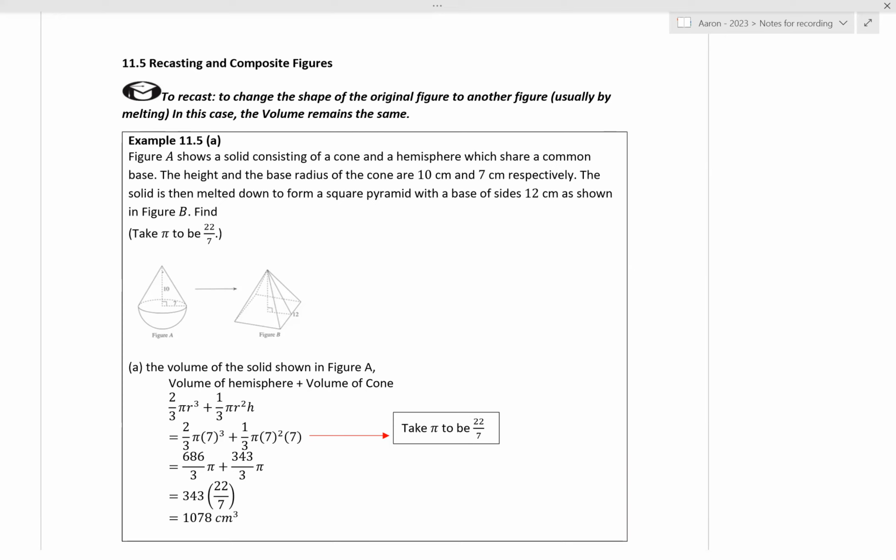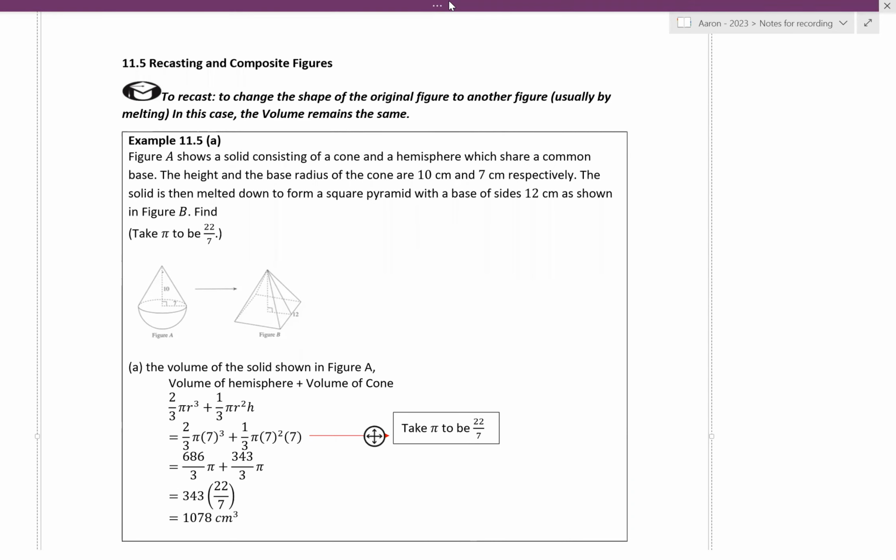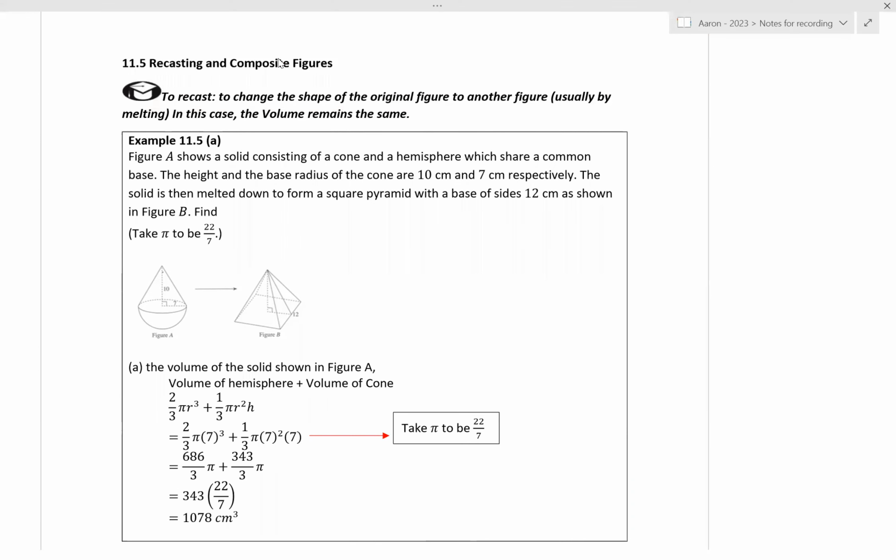It means if originally the shape was a prism, I melt it down and I shape it into a sphere, for example. Because it is the exact same material, the key concept for this, you all need to know: volume remains the same. That is the key thing to take away for this type of questions.